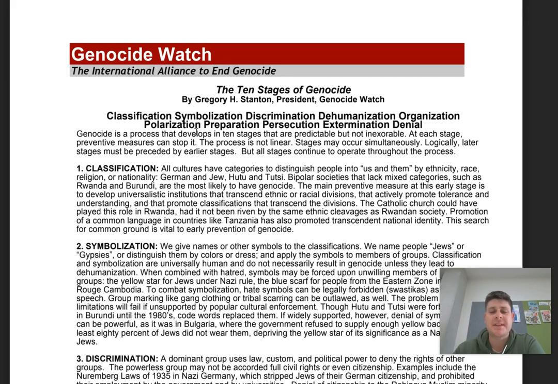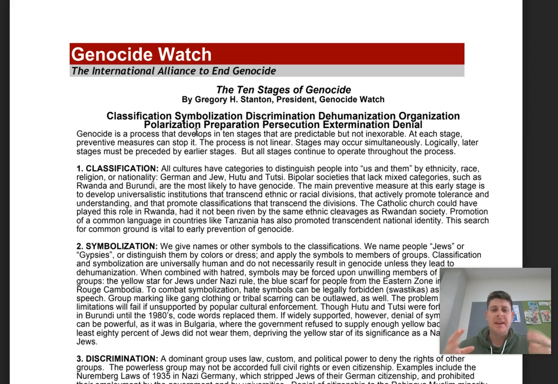Logically, of course, we must have these end stages, such as extermination and denial, happen towards the end. And the first ones, such as classification, symbolization, and discrimination, often happen at the beginning. But it is quite possible that classification and symbolization, as an example, happen at the same time. So let's have a look. What we're going to look at first is classification.